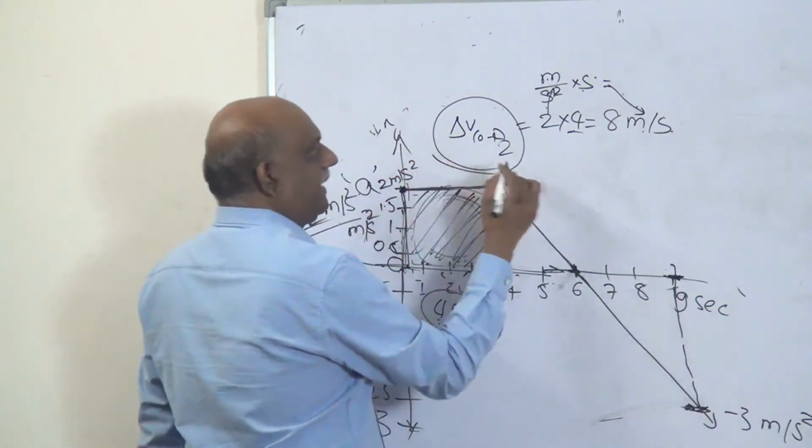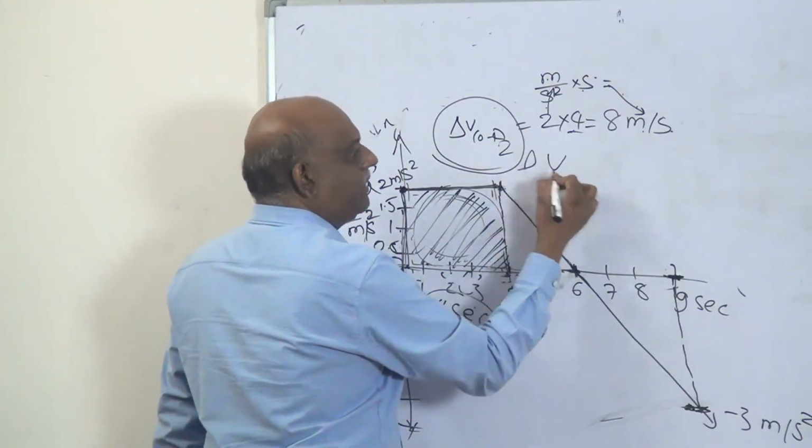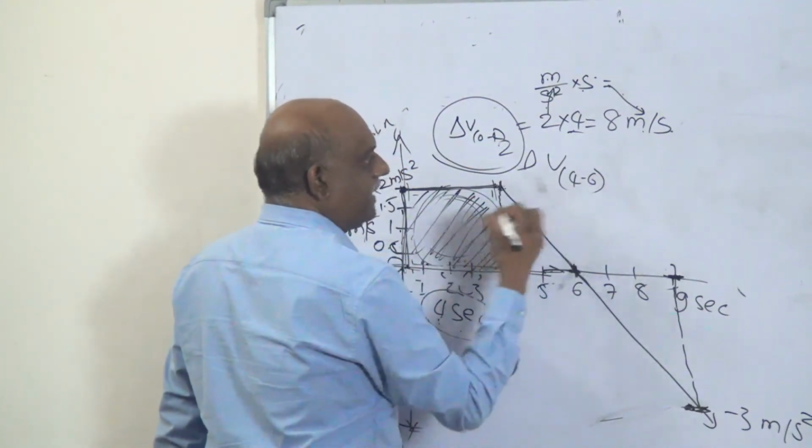Now, 4th to 6th second, what is the change in velocity from 4th to 6th second? Quickly tell me.